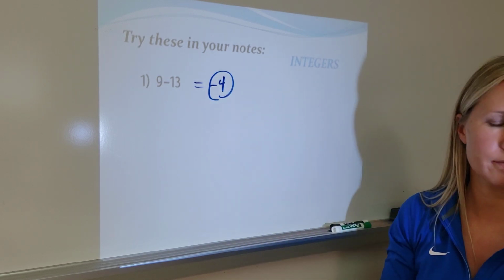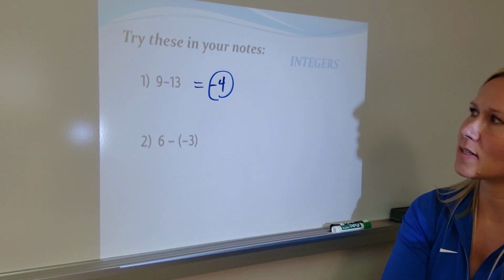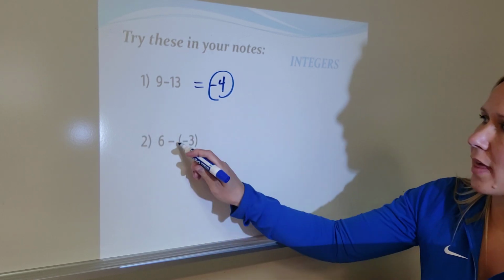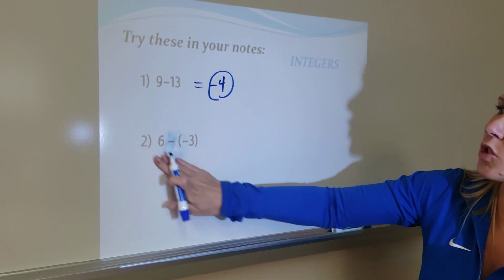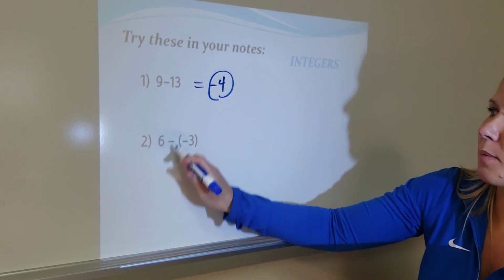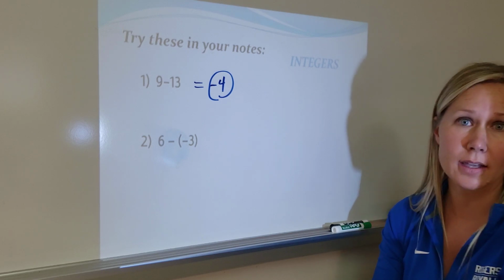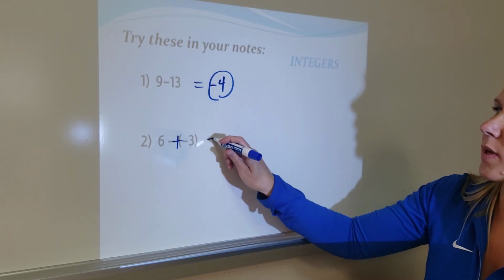Let's try this one. 6 minus -3. Remember that this is the same thing as plus. So in your notes, you may change that into a plus sign. We wouldn't need a calculator for this. We change to plus and we get 9.